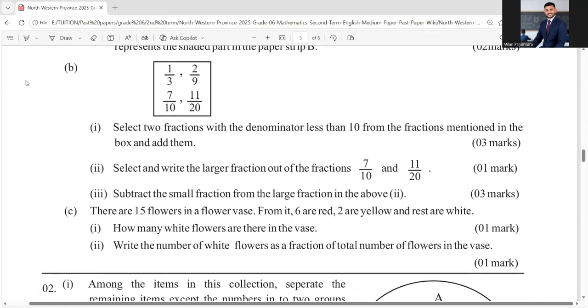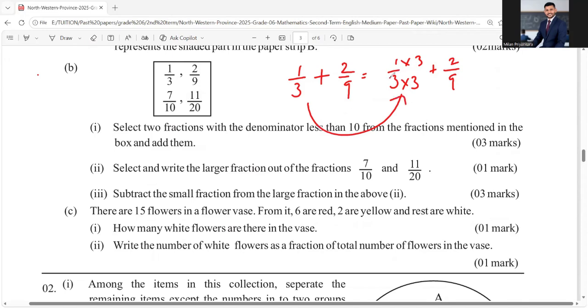Okay, for part B, select 2 fractions with the denominator less than 10 from the fractions mentioned in the box and add them. Those are 1 over 3 and 2 over 9, and you have to add them. For that, you need to make a common denominator. 1 over 3, you multiply it by 3, plus 2 over 9. Here you have to make a common denominator, right? That's why we multiplied by 3. We want to make 9 out of this 3, that's why we multiplied like this.